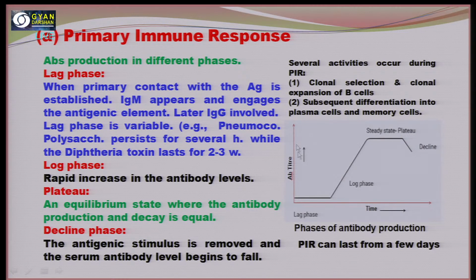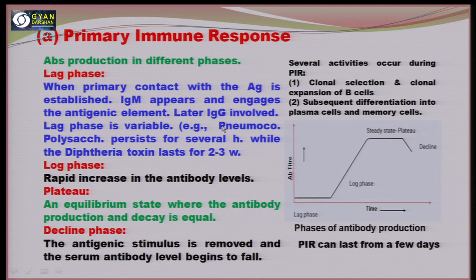So you can see through this figure, here is the antibody titer and here is time. The lag phase is very long. It will take 1 to 2 weeks. When primary contact with the antigen is established, IgM appears and engages the antigenic element, and later IgG is involved.